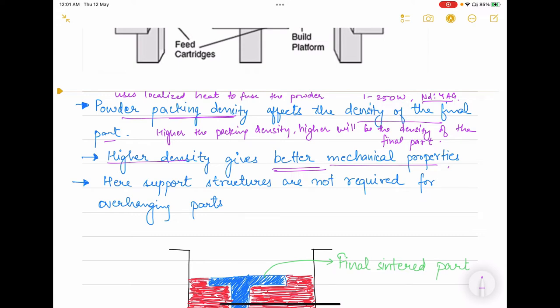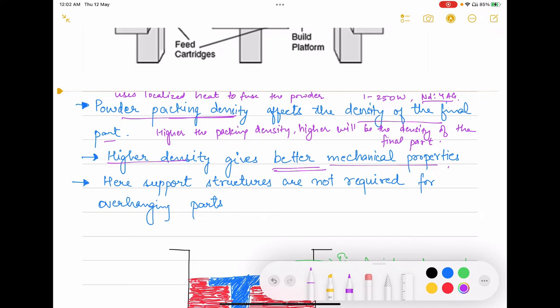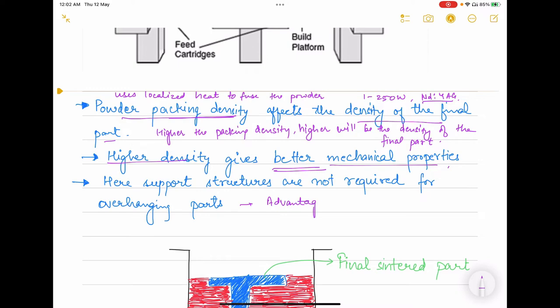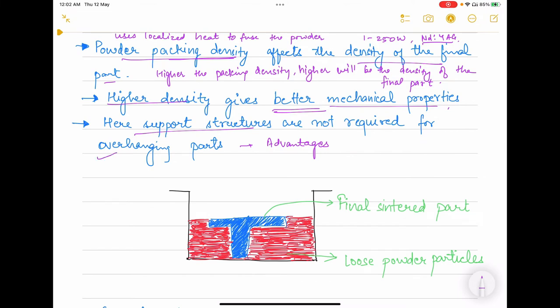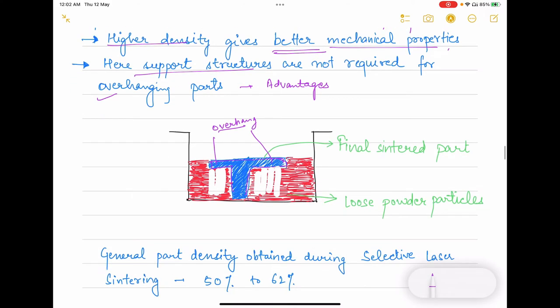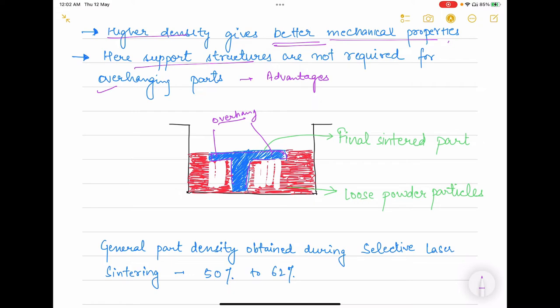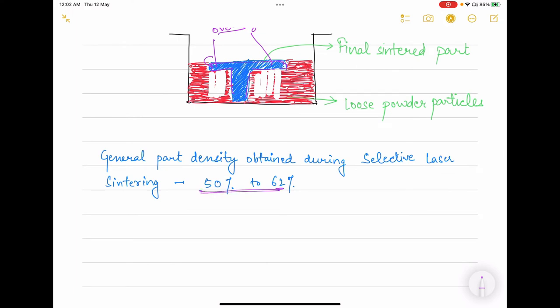Here, one of the advantages is elimination of the requirement of support structures, because they are not required for overhanging parts here. So, suppose this is the final sintered part that we require, this T kind. We can see this and this are the overhang parts. In the conventional case or in case of FDM, the support structures might be required here so that this overhang can be supported. But here, this loose powder that remains on the printer bed provides sufficient support to this solid part. So the general density obtained is 50 to 62%.